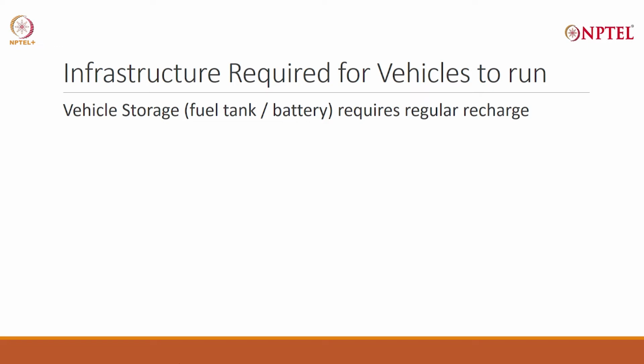Infrastructure, city infrastructure, town infrastructure, rural infrastructure required for vehicles to run. Vehicle fuel tank, petrol, you need petrol filling, regular. You can run so many kilometers, after that you need to fill the petrol, which means there has to be a petrol pump nearby. What if you do not have? You can't run a vehicle. You go to some remote areas, there is no petrol pump, you are in trouble. You do not even know how to come back.